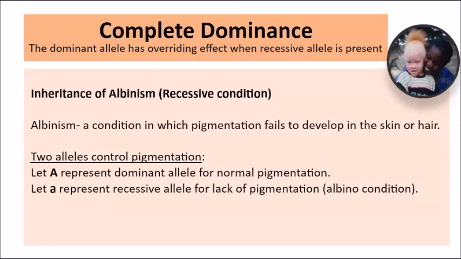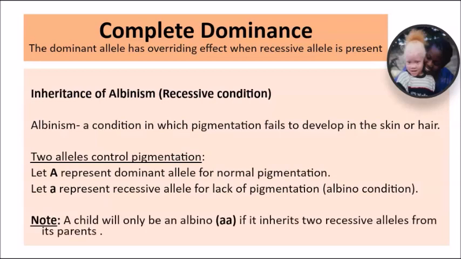It all depends on the combination of alleles that the individual receives that would determine if they have normal skin or albino condition. So note, a child will only be an albino if they inherit two recessive alleles from its parents. That means that in order for someone to be an albino, they have to have the homozygous recessive genotype, which is two little a's.